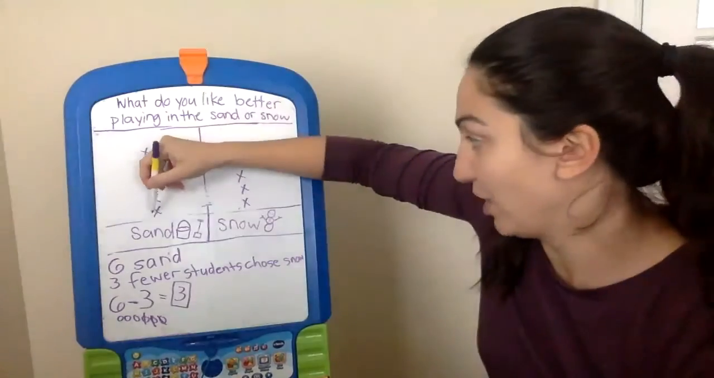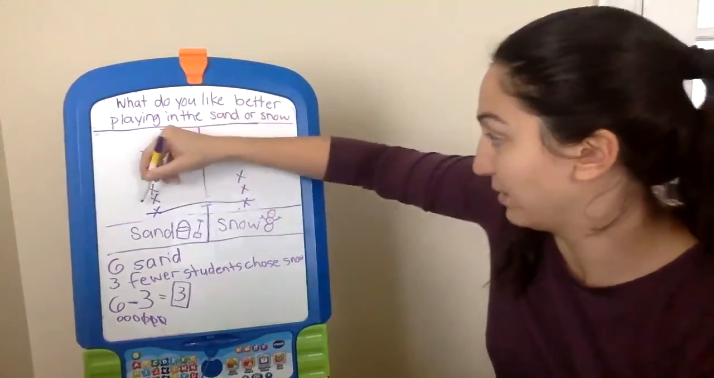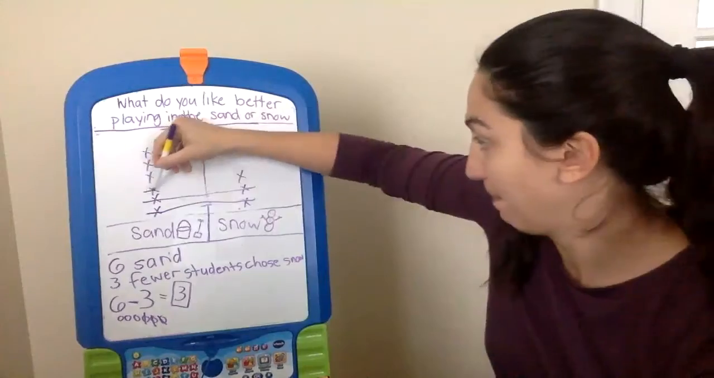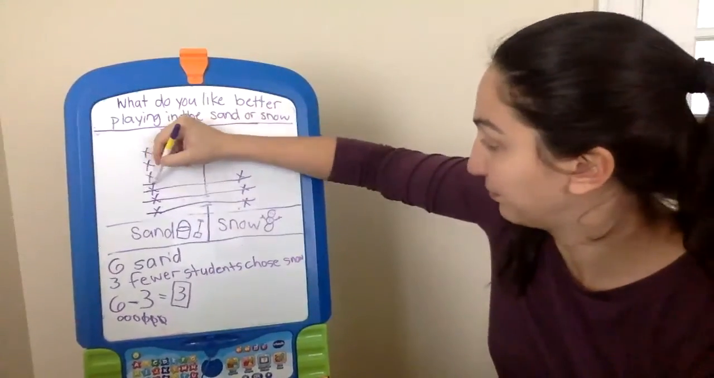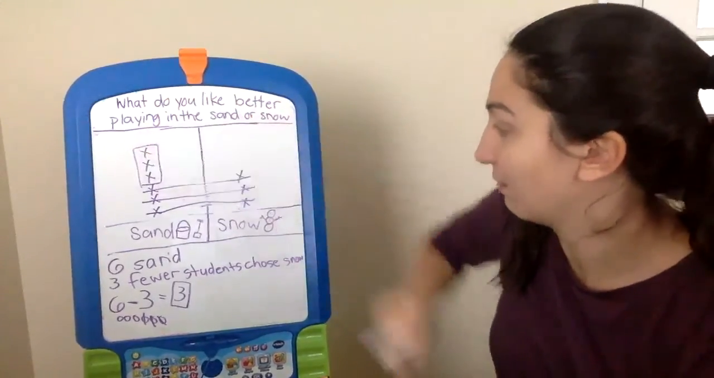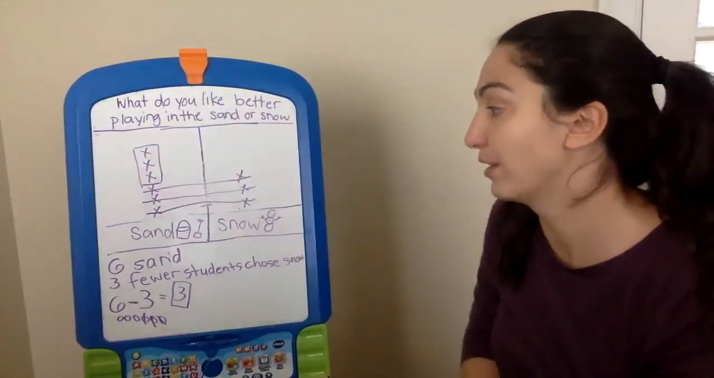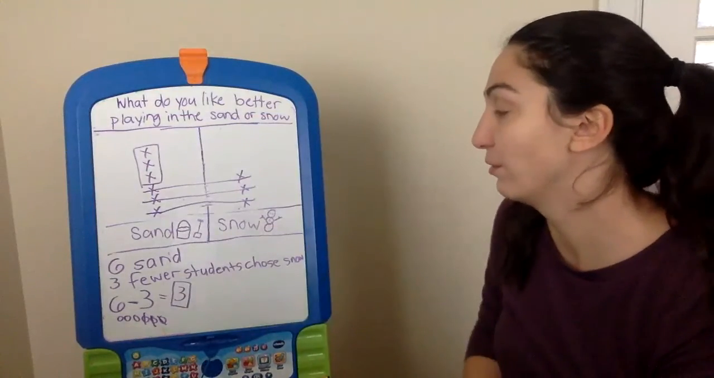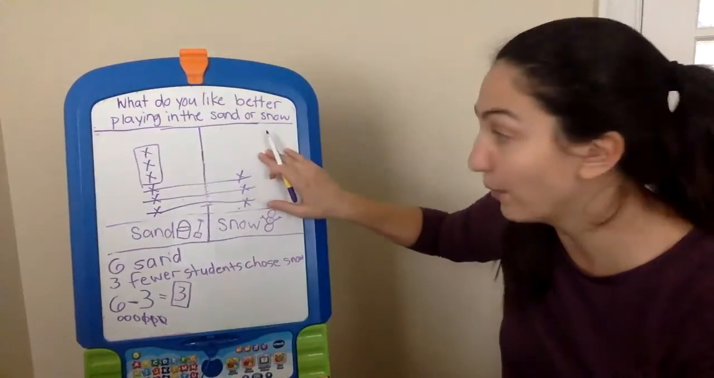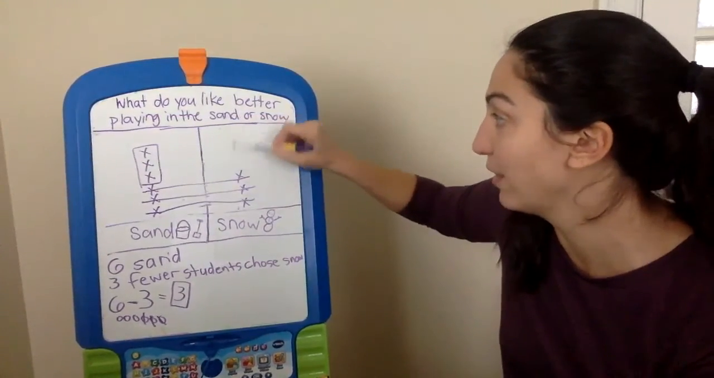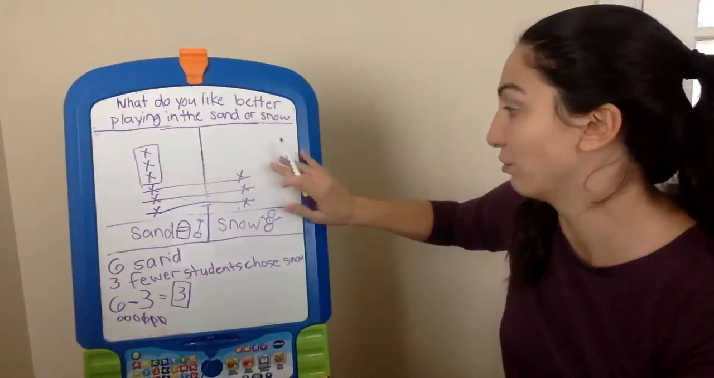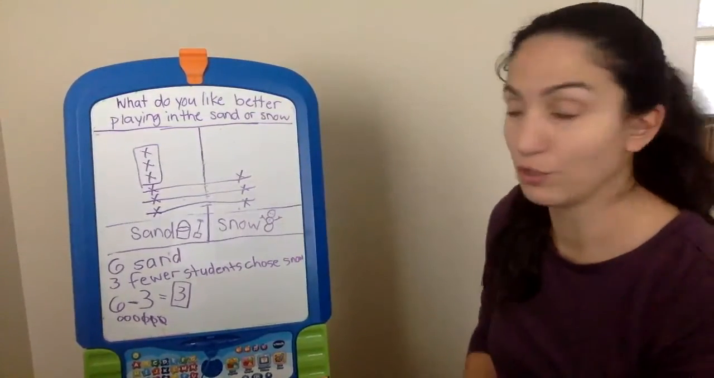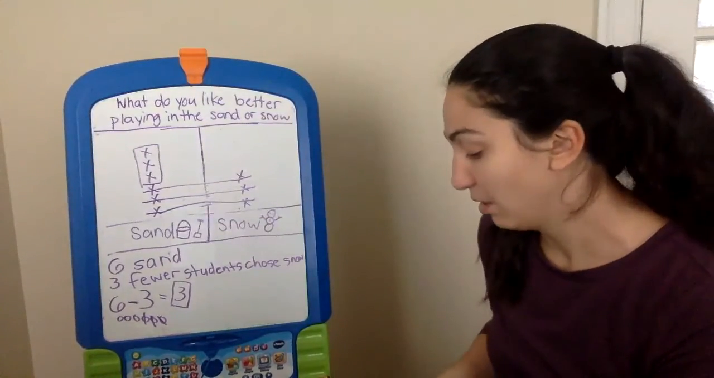I can match it to see, right? So there's the 3 more that chose the sand over the snow. Or I could say 3 fewer, because we're missing 3 over here. They don't match, so 3 fewer friends chose snow over sand. Okay.